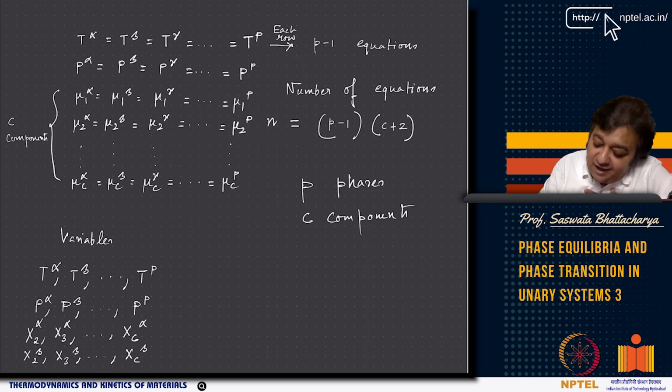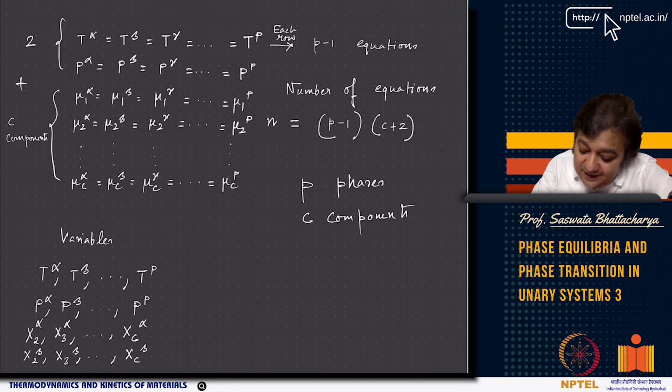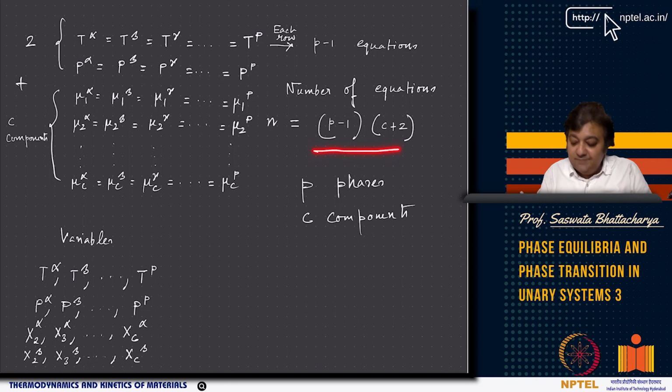Similarly, for each species, say if you have C species, 1, 2, 3 up to C, then you have mu1 alpha equals mu1 beta up to mu1 P, again P minus 1 equations. So for all C components, you have C times P minus 1 equations, and then these two rows are also there, each with P minus 1 equations. So 2 plus C, a total of C plus 2 rows, and each row contains P minus 1 equations. So the total number of equations N equals P minus 1 into C plus 2.